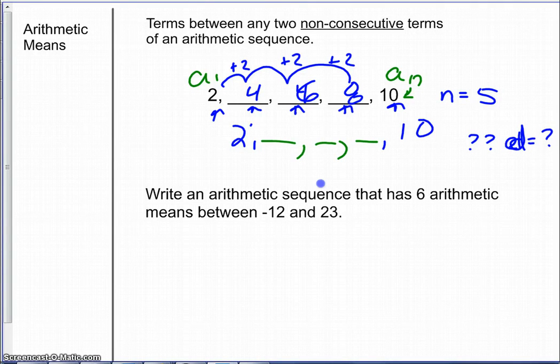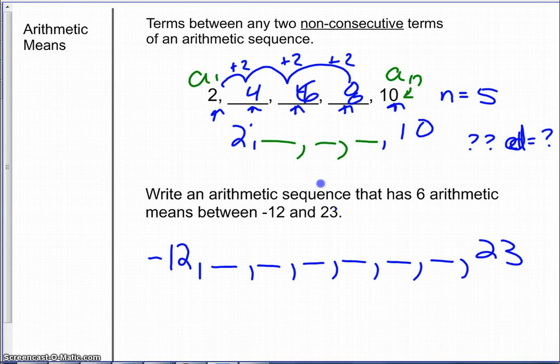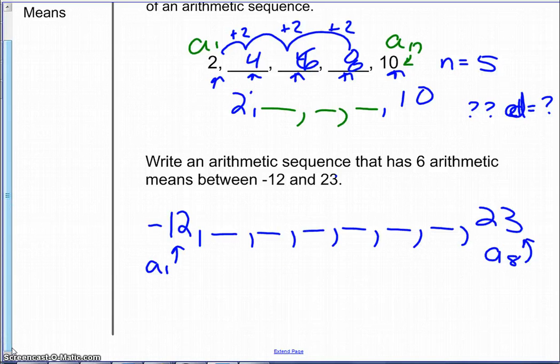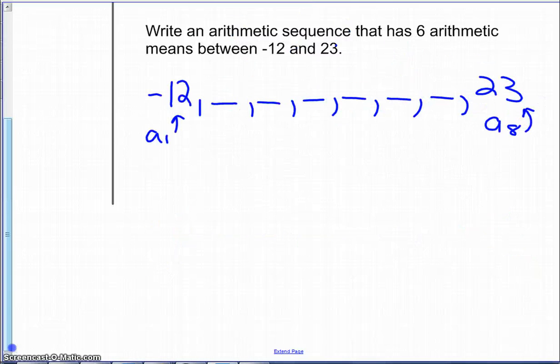Okay, so let's look at the next example. We have 6 arithmetic means between -12 and 23. That means there are 1, 2, 3, 4, 5, 6 spots, and then the 23. So a sub 8 is this 23, and our a sub 1 is -12. We don't know what a sub 2 through a sub 7 are. That's what we have to figure out. To do that, we first have to figure out d.